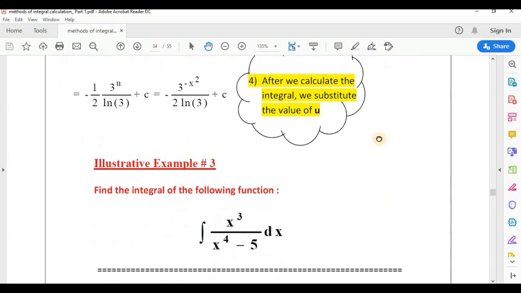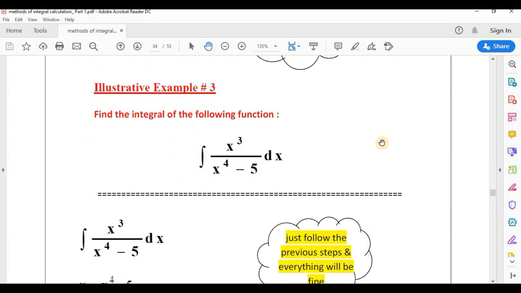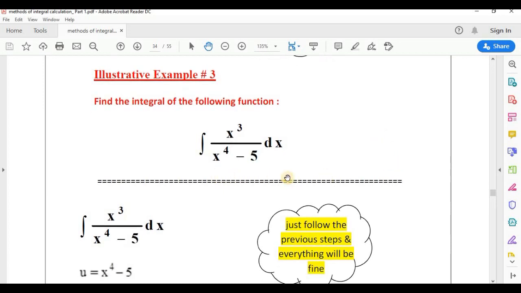Let's see another example. Find the integral of the following function. We have this function, and we will find the integral by using the substitution method.